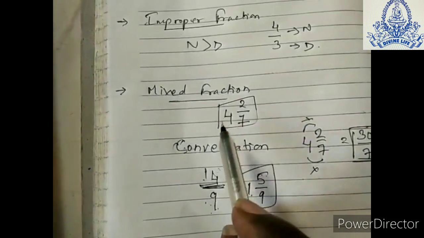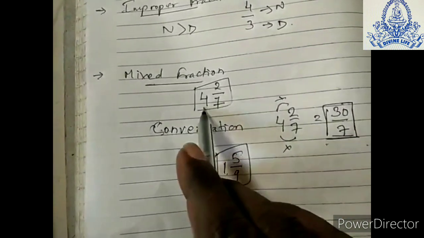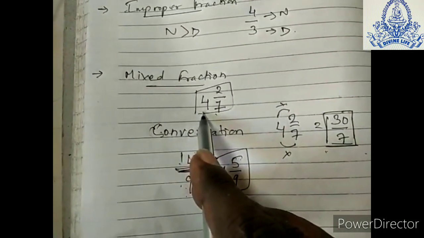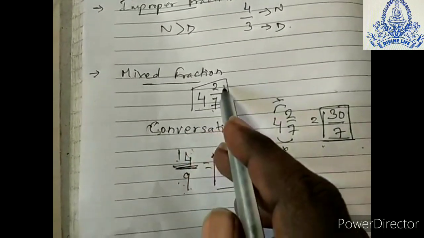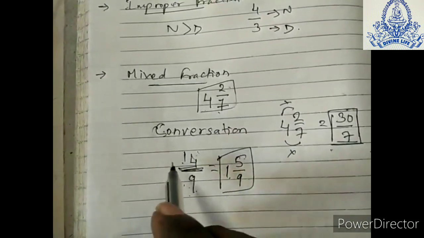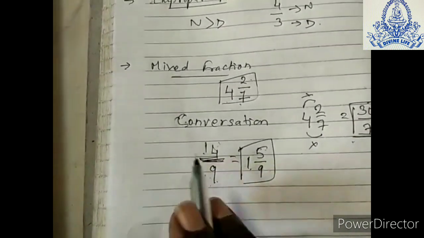The opposite way, if you want to convert a mixed fraction into an improper fraction, this is also possible by multiplying the denominator and the whole number and adding the numerator. And if you want to convert an improper fraction into a mixed number, then you have to simply divide it.